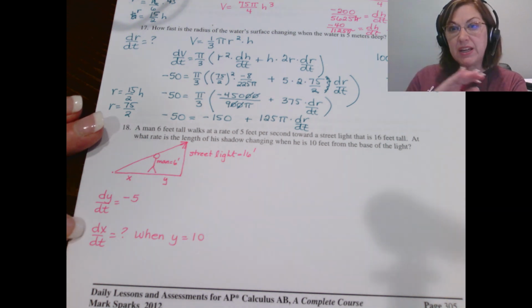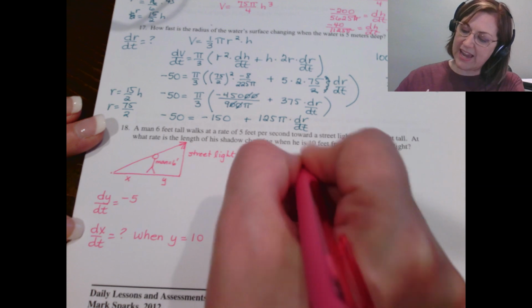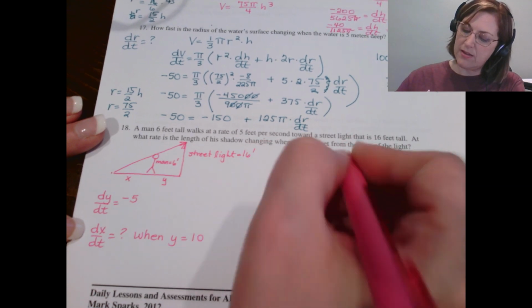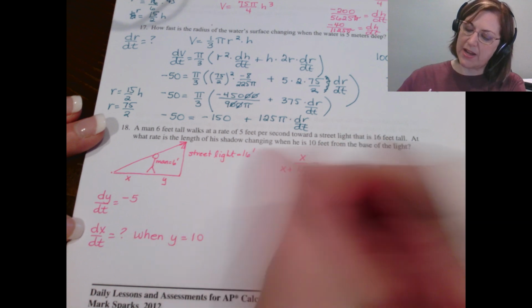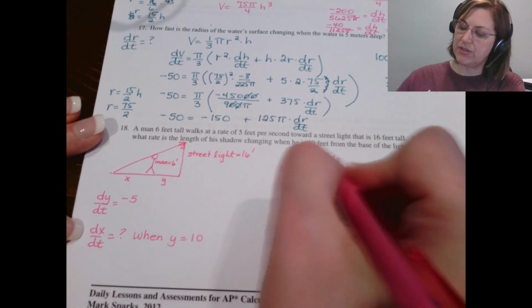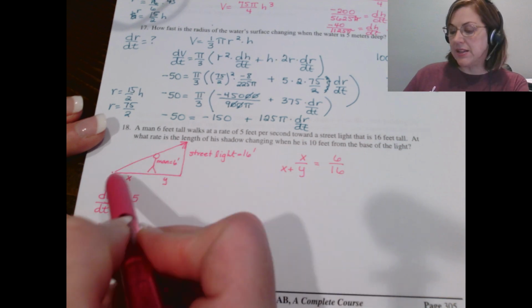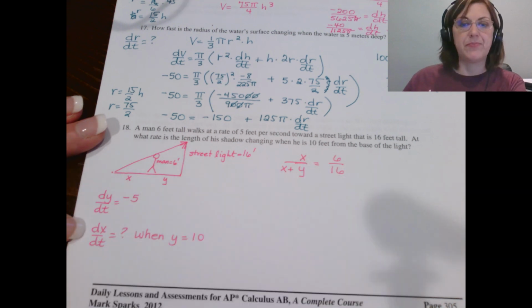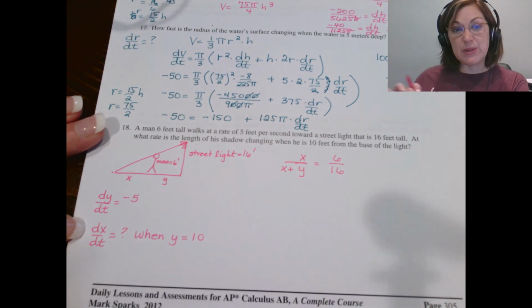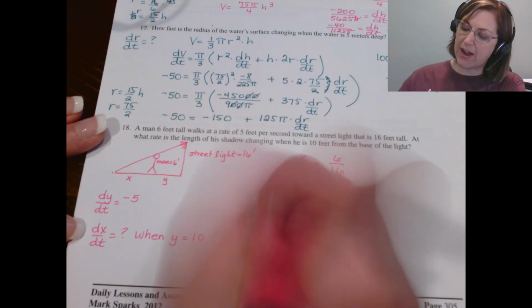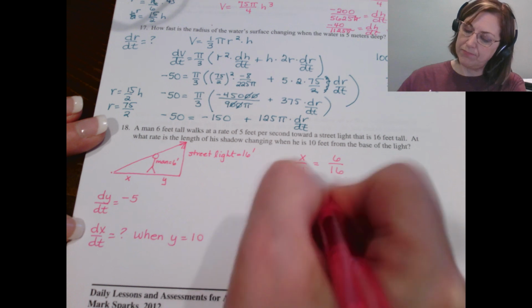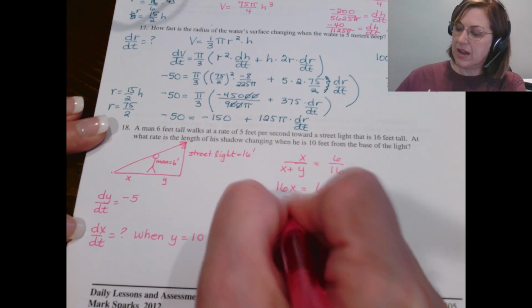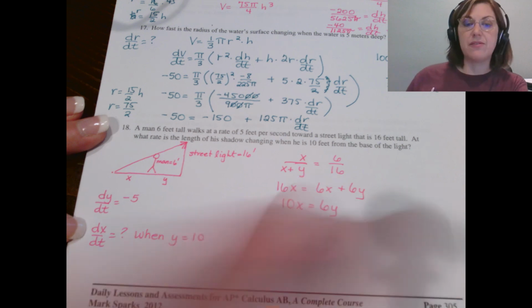Now, I'm hoping you're seeing the 2 nested triangles here, because we're going to need them to set up our similar triangles. So I've got that x is to x plus y as 6 is to 16. What I'm doing is saying the small triangle is to the big triangle. That's why I had to do x plus y. Now, it's probably easiest if we simplify the fraction first by cross multiplying. It makes it a lot simpler when we take the derivative.